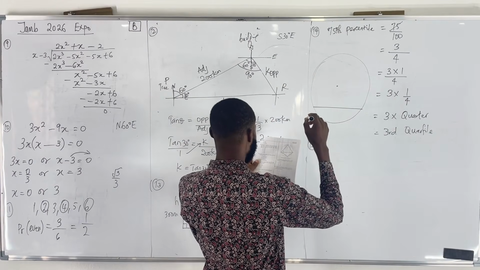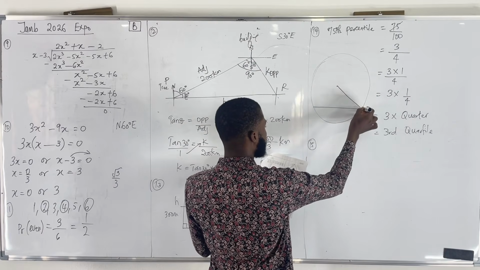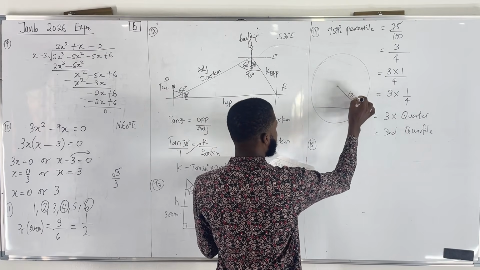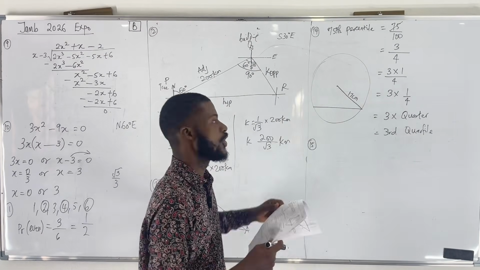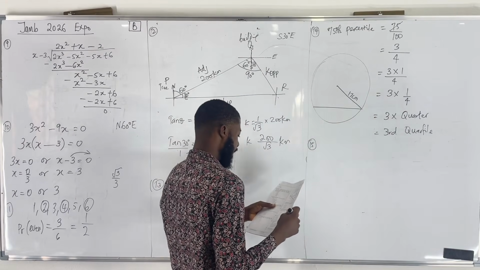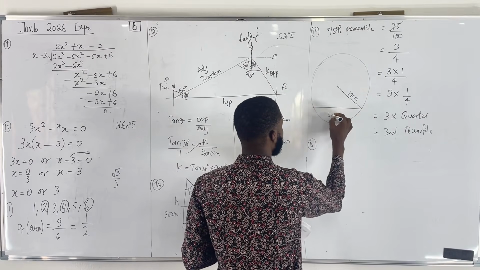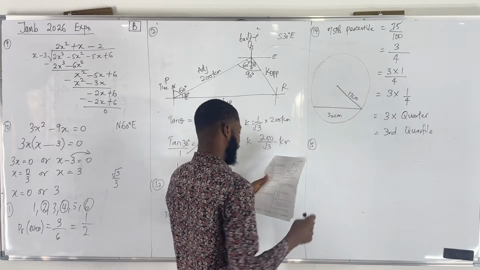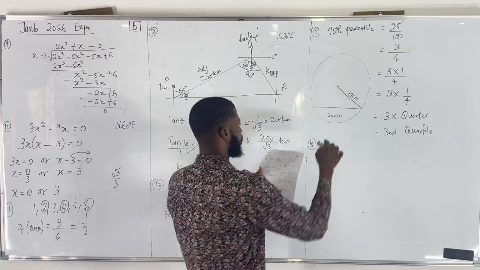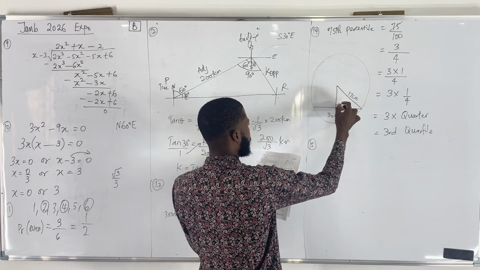Now it says that the radius is 17. So from the center to the circumference is 17 centimeters. Because radius is always from the center to any point on the circumference. Next, the chord is 30 cm long. So the length of this is 30 cm. Then let's find the distance of the chord from the center. So there will be a straight line here.